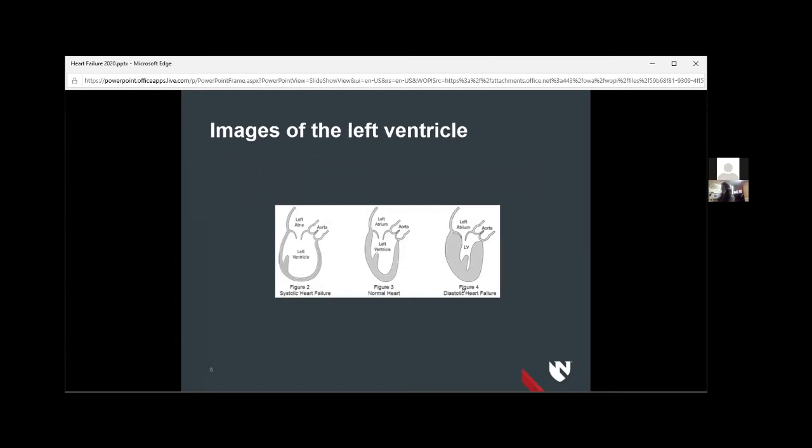This is just a picture so you can understand the difference. The picture in the middle is a normal left ventricle. The picture on your left is systolic heart failure, where the heart is dilated out and doesn't squeeze well. And the picture on the right is where the walls of the heart are thick. So even though you have a normal percentage squeezed out, it doesn't relax and doesn't allow for the ventricle to fill.